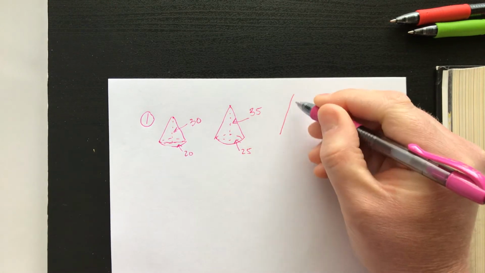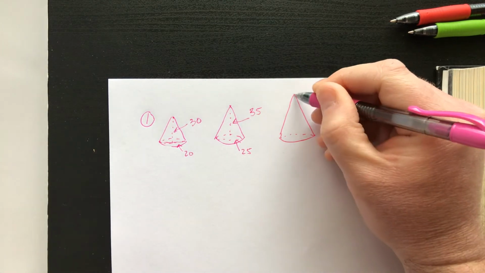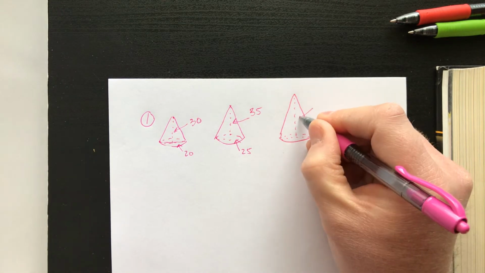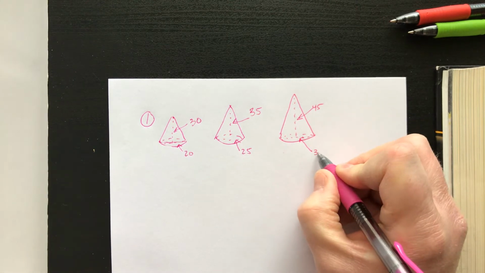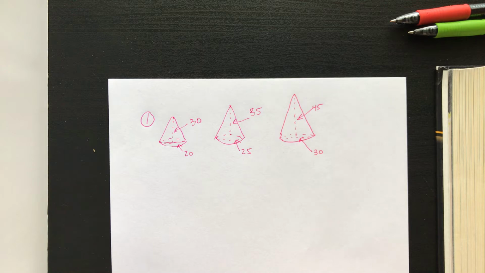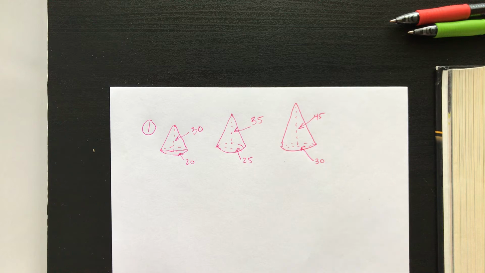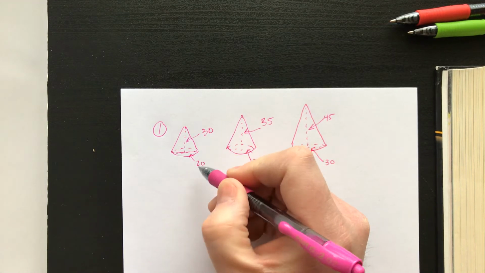And then they give you an even bigger cone, and they tell you that the height is 45 and your diameter is 30. And they're asking us which 2 out of these 3 cones are similar. We need to find the scale factors, okay? And all you need to do is compare the 2 numbers.